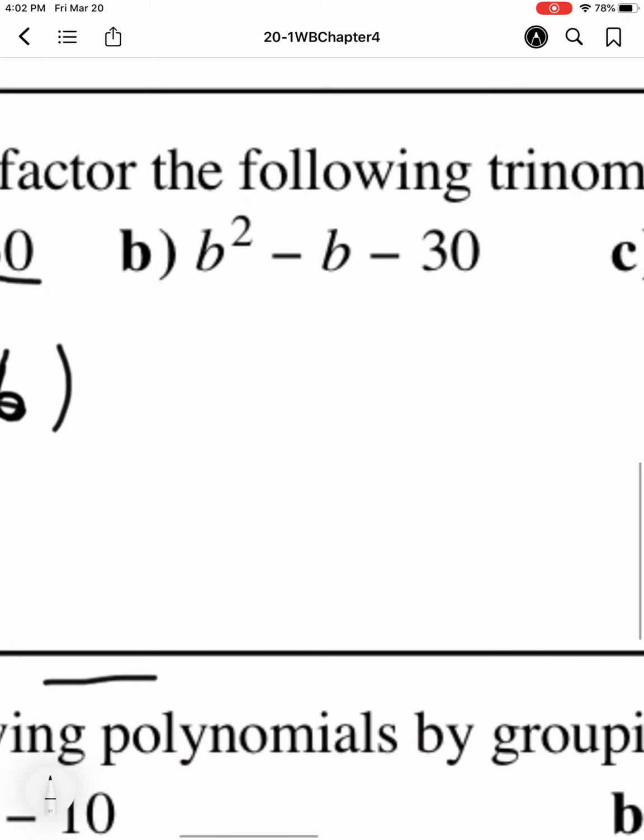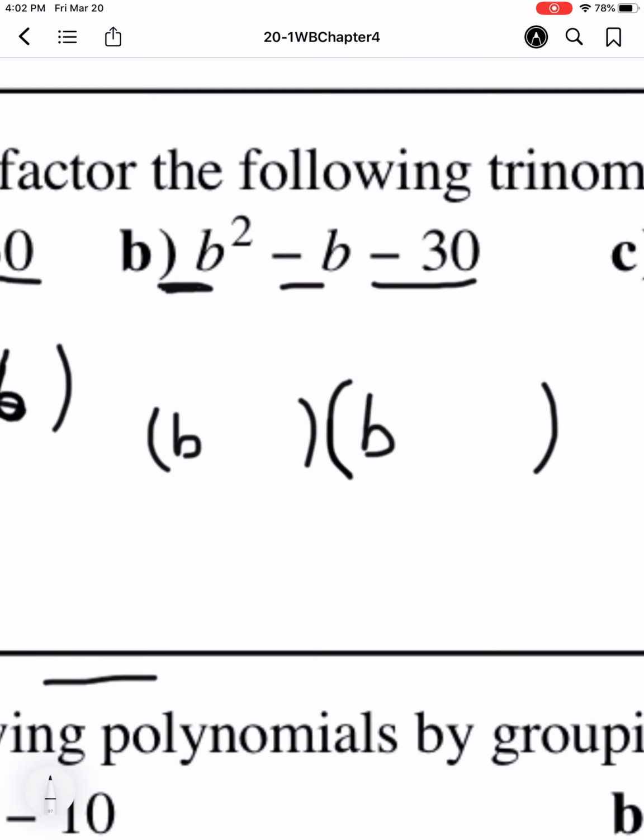So next one here, we need two numbers that multiply to negative 30 and add to negative 1, because of this. So negative 30, negative 1. Again, we check that front number. As long as that front number is 1, we can skip all the steps. So we're going to split this into two brackets. We've got b in the front here, and we have to figure out what numbers go in the back. I've got negative 30, so I'm going to think the numbers are probably negative 6 and 5. Negative 6 times 5 is negative 30. Negative 6 plus 5 is negative 1. So it's b minus 6 times b plus 5.